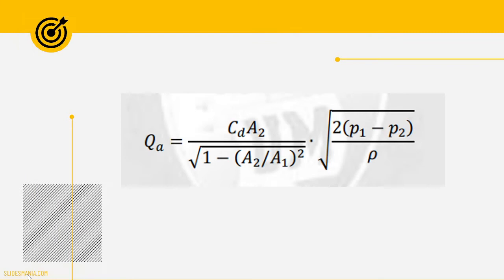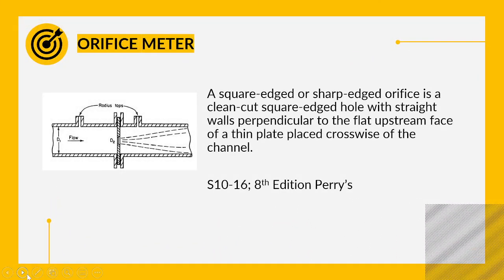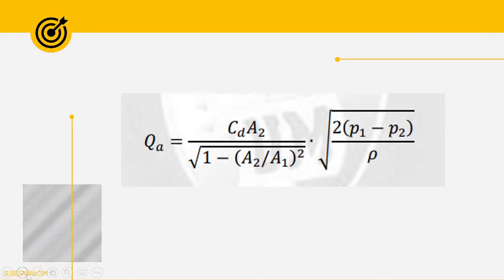So this is what an orifice looks like. We have here the diameter 1 where the flow passes through, and D2, the diameter 2, and there is a change. Since there is a change in the diameter, there is also a change in the pressure, and by then you can calculate the flow of the fluid. So we have here the formula for our flow rate. Q sub A is equal to the coefficient times the area over the square root of 1 minus area 2 over area 1 squared, multiplied by the square root of 2 times the difference in pressure all over the density of our fluid.